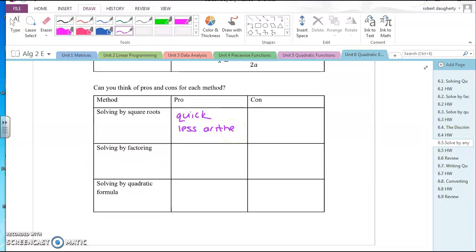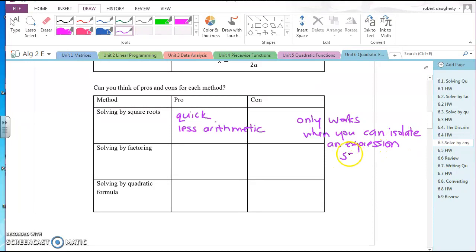So, the downside of this is that it only works when you can isolate an expression squared, okay? So I can only use it when I get x squared equal 21 or x plus 2 squared equal 49. So it only works when I can get that specific use case.